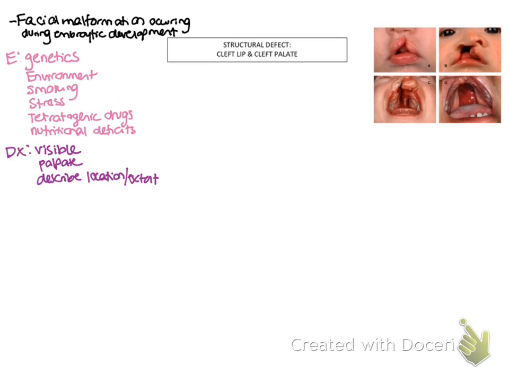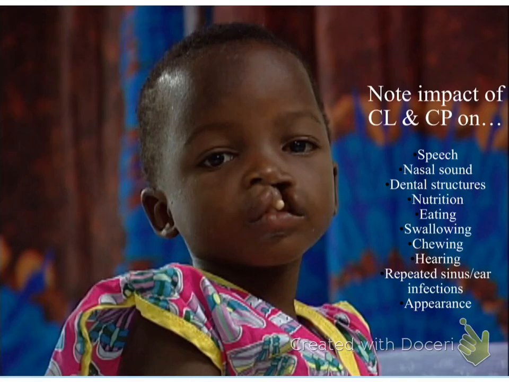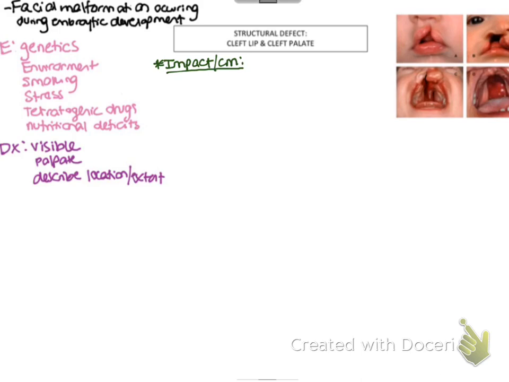And you need to describe the location and the extent of the defect, because it can be very small. It can be a little pinpoint hole or a very small hole, or the entire palate can be affected. The big thing with these kids is that it affects their nutrition, their eating, their swallowing, and they choke a lot on their feeds.